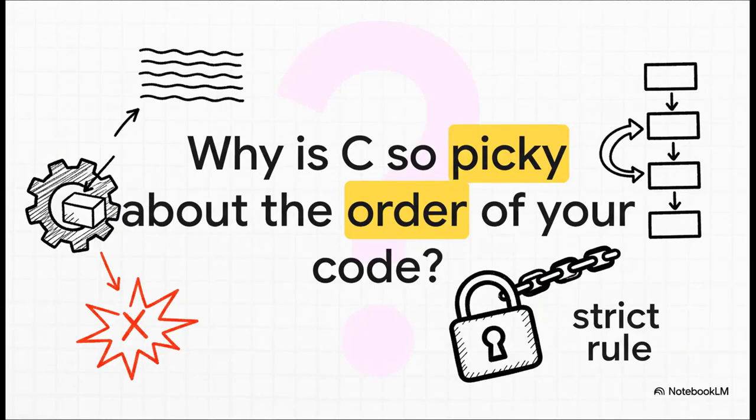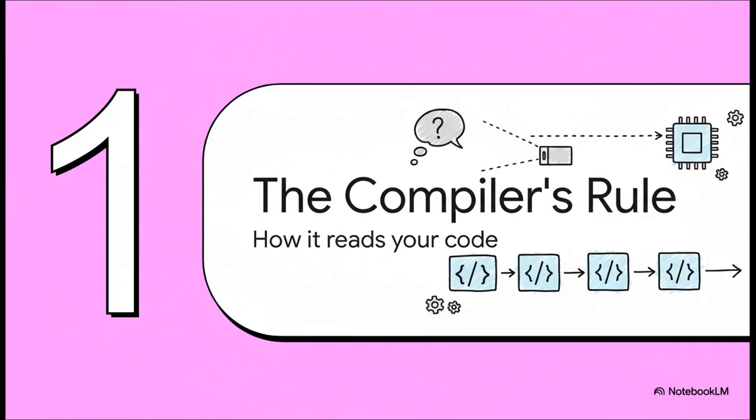So you've been there, right? You write this function, it's logical, it's beautiful, but the compiler just throws a fit, all because of where you put it in the file. What's up with that? Well, it all boils down to this one really simple but really strict rule that the compiler lives by. That rule is all about how it reads your code.